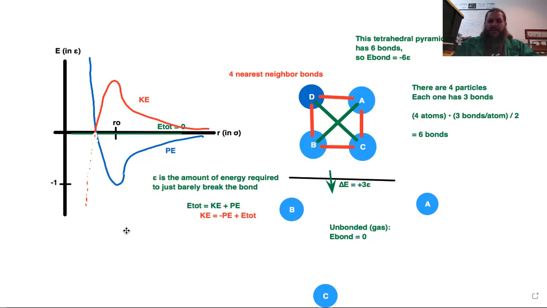What's the symbol we use for the energy of one bond? Yeah, that's the negative epsilon. So 4 nearest neighbor bonds at energy -1 epsilon each is -4 epsilon. So -4 epsilon is the energy of just these 4 bonds. That is, if you add 4 epsilon, that would be enough to break these 4 nearest neighbor bonds. But we also need extra energy to account for these diagonal bonds. So how could we figure out how much energy one of those diagonal bonds has?